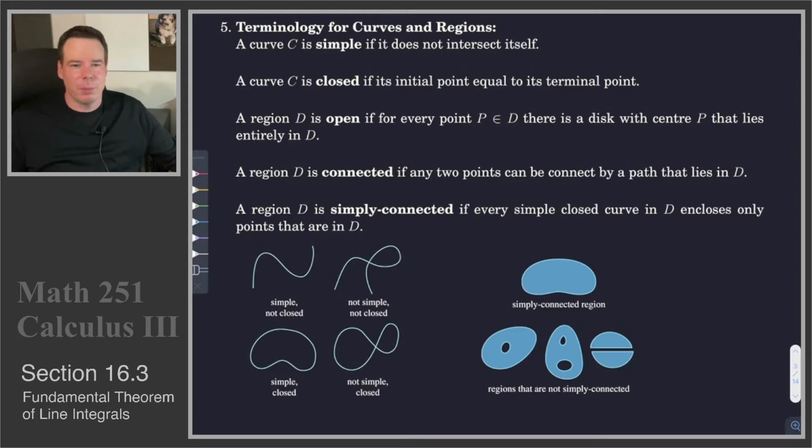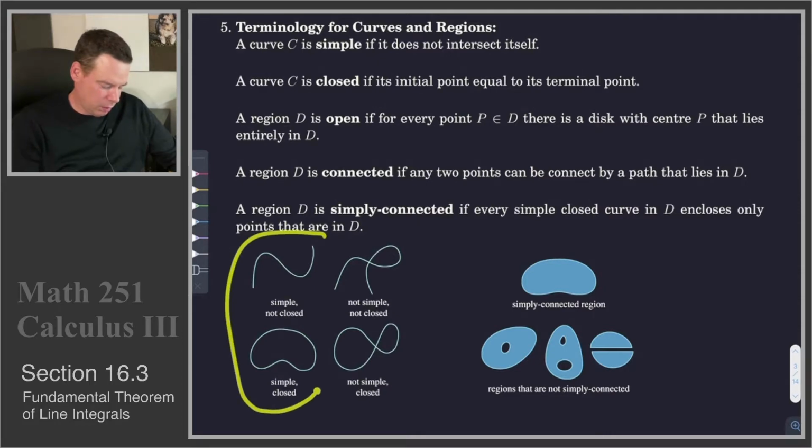Now we're going to look at properties of conservative vector fields. In order to do that, we're going to need to know a few things about curves and regions in space, particularly the kinds of curves and regions we'll be interested in. So a curve is called simple if it doesn't intersect itself.